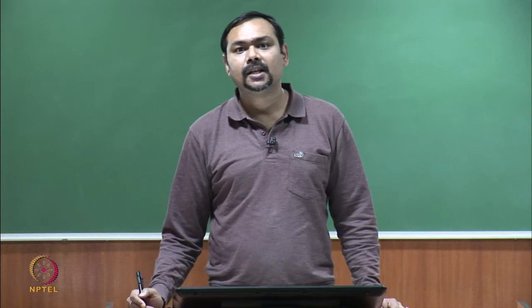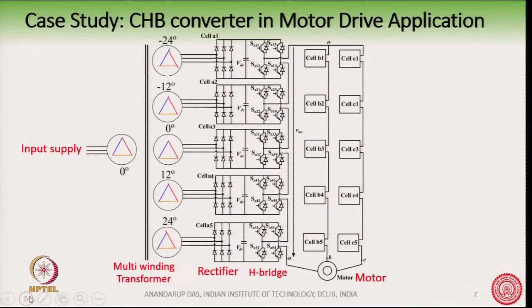So, we have seen this earlier. This is the structure of a cascaded H bridge converter, in which there are, say, 5 or 6 cells. This diagram is shown with 5 cells. This is the input supply, and then there is an extended delta multi winding transformer, and each secondary is connected to a 3 phase diode bridge rectifier which forms the DC link, and then you have the H bridges, which are connected in cascade and feed the motor. Very briefly we will see how we can choose electrical components in this diagram.